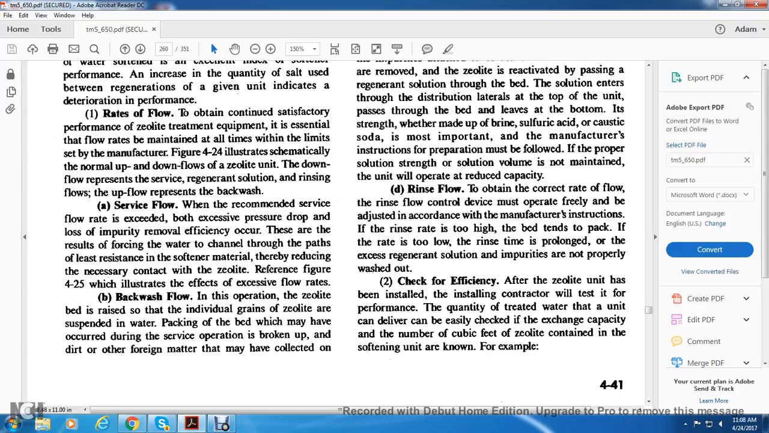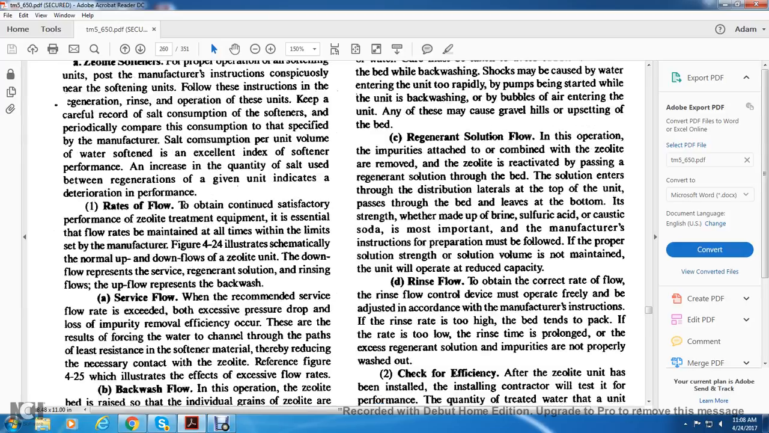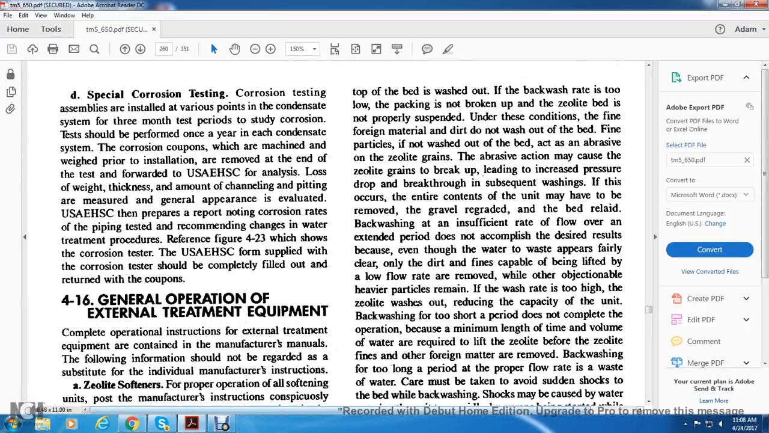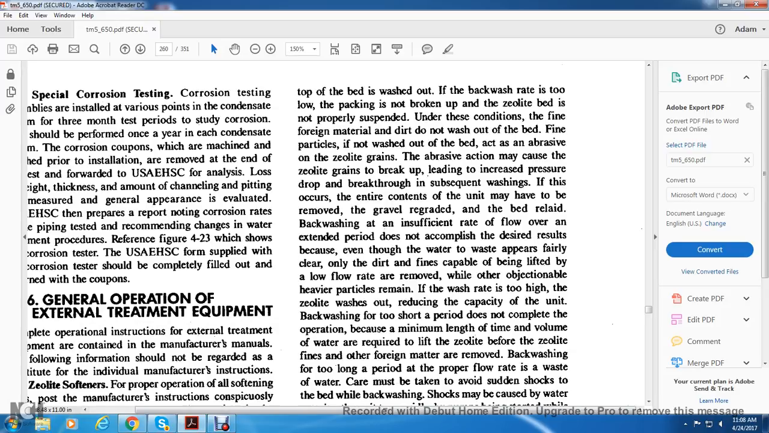B. Backwash flow. In operating with a zeolite bed, backwash raises the bed so that the individual grains of zeolite are suspended in the water. Packing in the bed, which can occur during surface operation, is broken up, and dirt and other foreign material collected on top of the bed is washed out. If the backwash rate is too low, the zeolite bed is not properly suspended. Under these conditions, fine foreign materials and dirt are not washed out of the bed and act as an abrasive on the zeolite grains. The abrasive action may cause the zeolite grains to break up, leading to an increase in pressure drop, breakthrough, and subsequent washing.